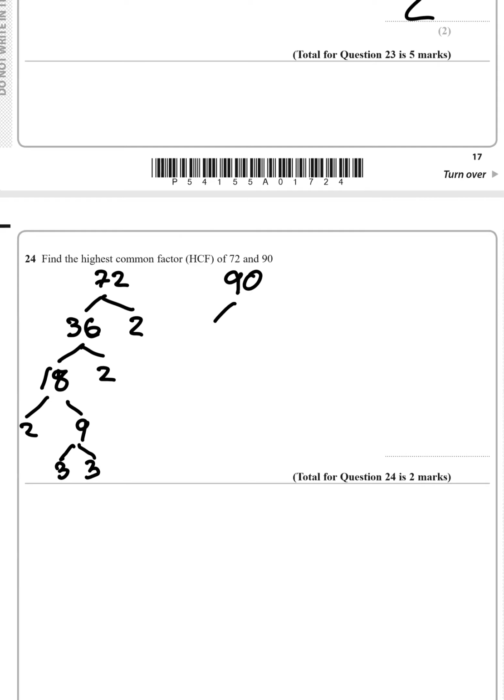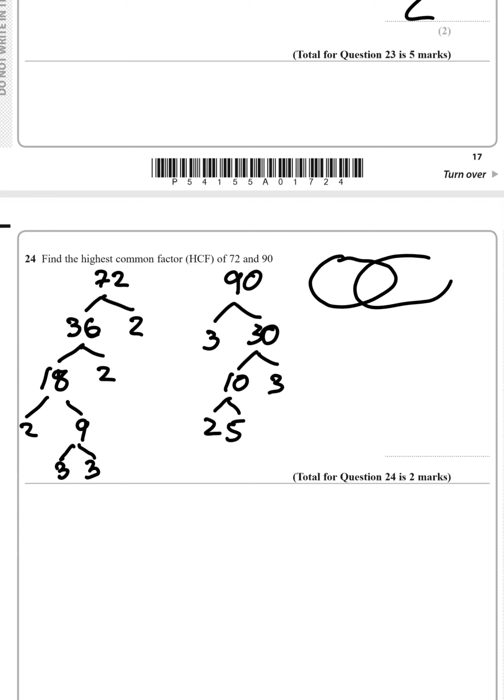And 90, what have we got? 3 and 30, 10 and 3, 2 and 5. And then the Venn diagram, which ones overlap? Well, we've definitely got 2 3s there, 2 3s there. And then we've got a 2 and a 2, no 5 on there. So it's 2 times 3 times 3. 18.